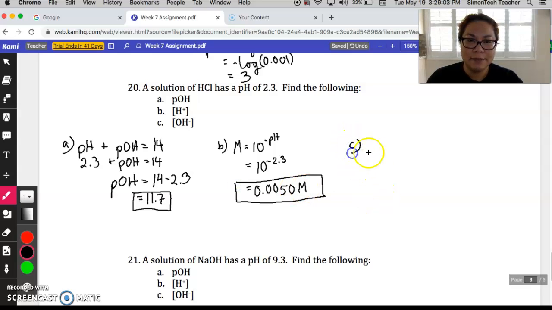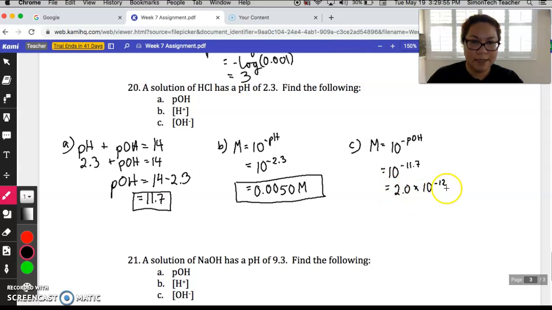And for C, we're looking for the concentration of the base. We are using the same equation, capital M for molarity, and the inverse log, 10 to the negative pOH this time. And we already figured out the pOH over here, which is 11.7. So you just simply plug that in, 10 to the negative 11.7. And on the calculator, it is 1.9952623 times 10 to the negative 12. And we are doing two sig figs here. So this is 2.0 times 10 to the negative 12. And that is the concentration of your base right here.